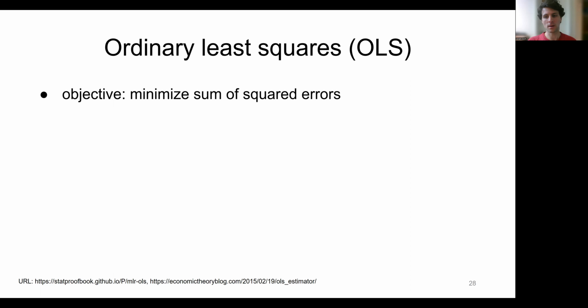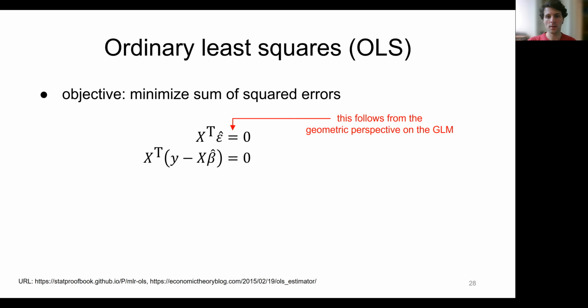So we can take what we have just learned about the geometric perspective and say that the vector of residuals must be orthogonal to each column of the design matrix. And if two vectors are orthogonal, you probably remember that their product must be 0. So this follows from the geometric perspective on the GLM. And then we can simply insert the difference between the measured and the modeled signal, because this is the vector of the residuals, into the equation.